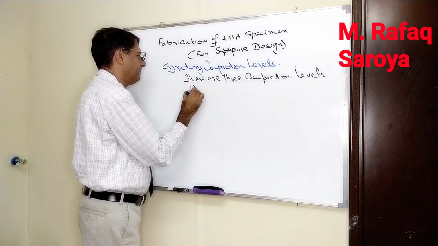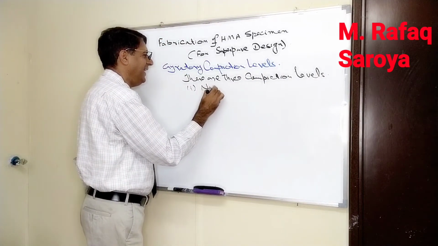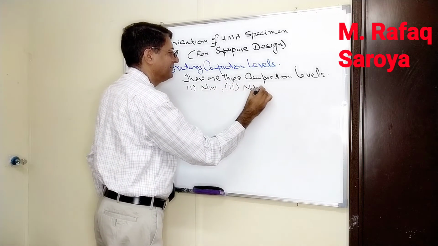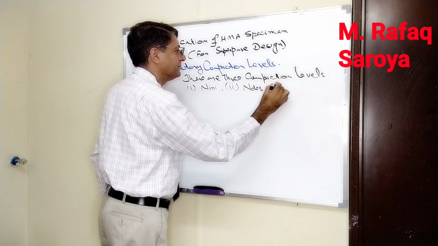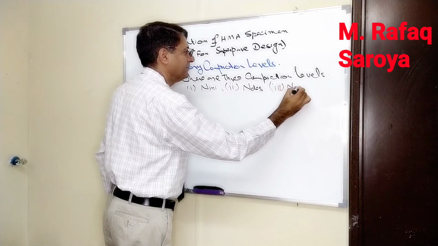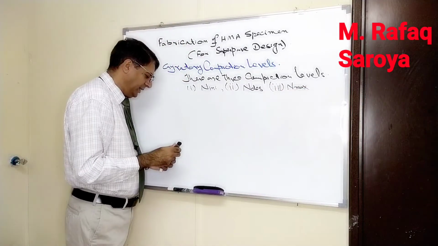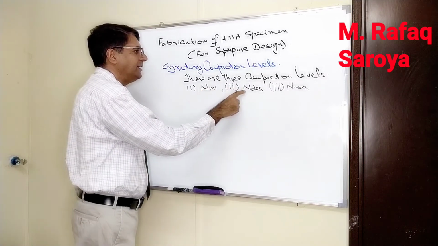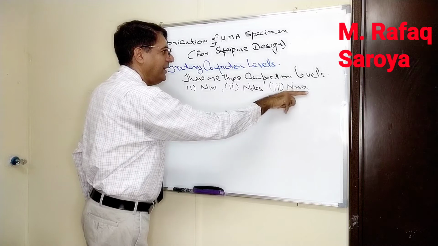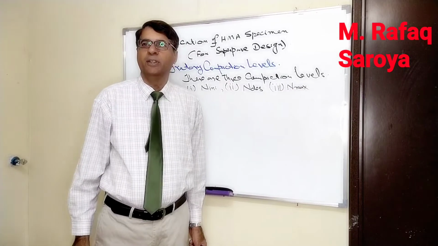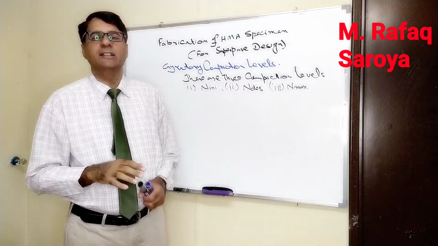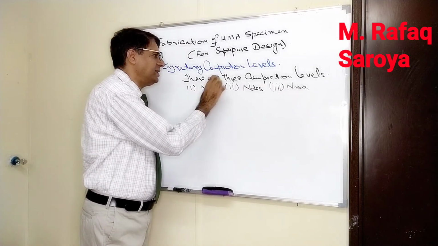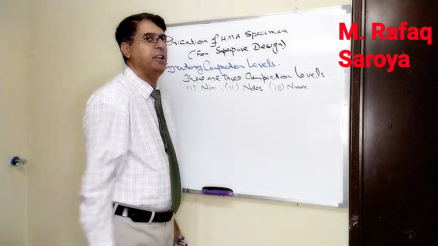These are represented by N initial, second Ndes, third one Nmax. Actually this capital N is the number: initial is the number, design is the number, max is the maximum. I will explain these 3 briefly, where we are using this one, where we are using this one, and where we are using this one.